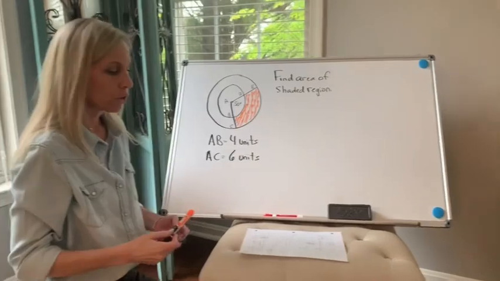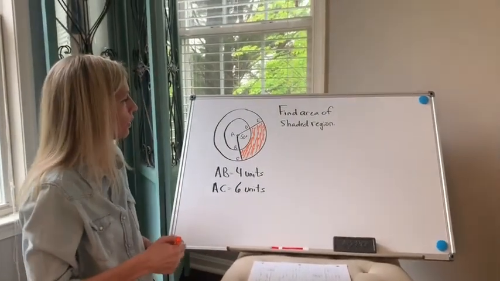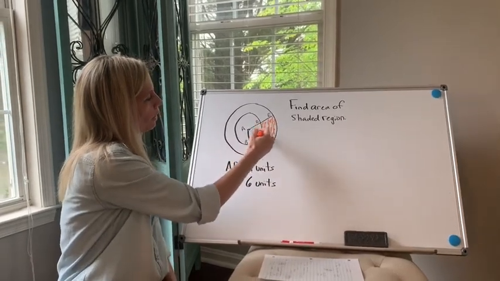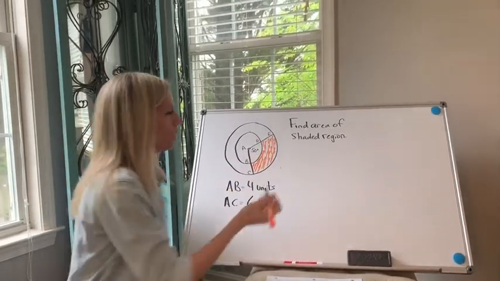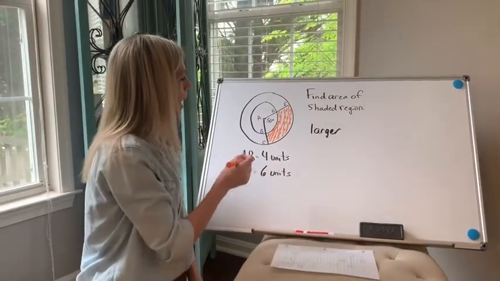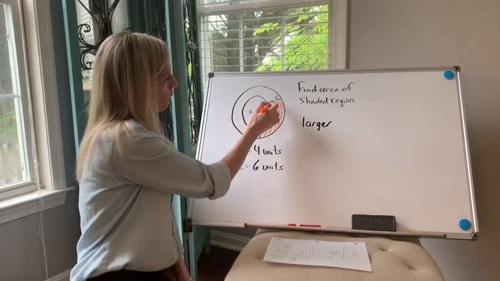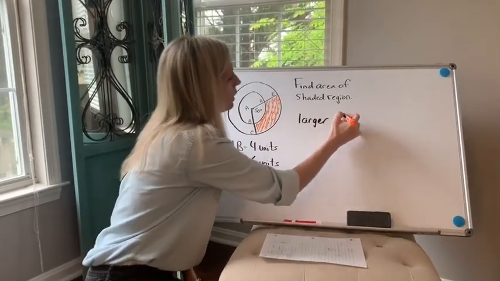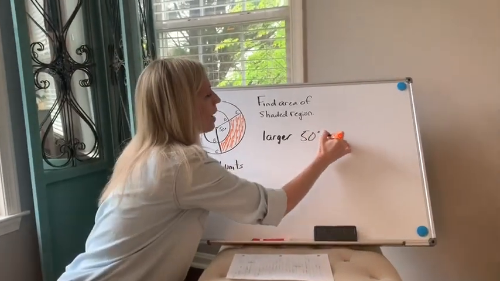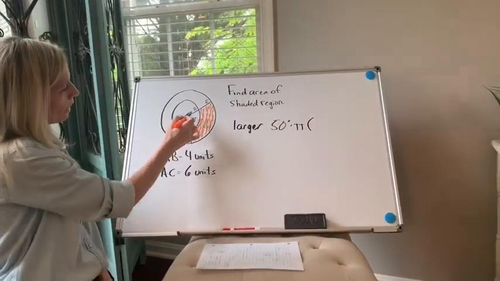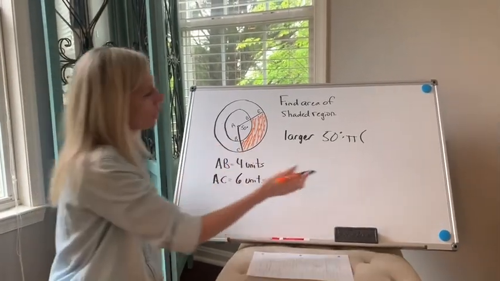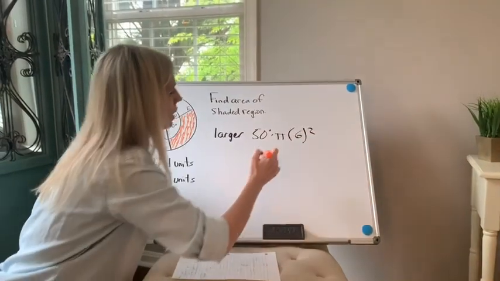All right, so let's go ahead and start. The first thing I want to do is look at this big thing as like a big piece of pie. I want to find the area of this whole section here. I'm just going to refer to that as the larger portion. And I know that my central angle for this whole thing here is 50 degrees. So I'm going to take 50 degrees and multiply it by pi, and then my radius for this section here is AC, which is 6. So I'm going to take 6 squared, that's my radius squared.